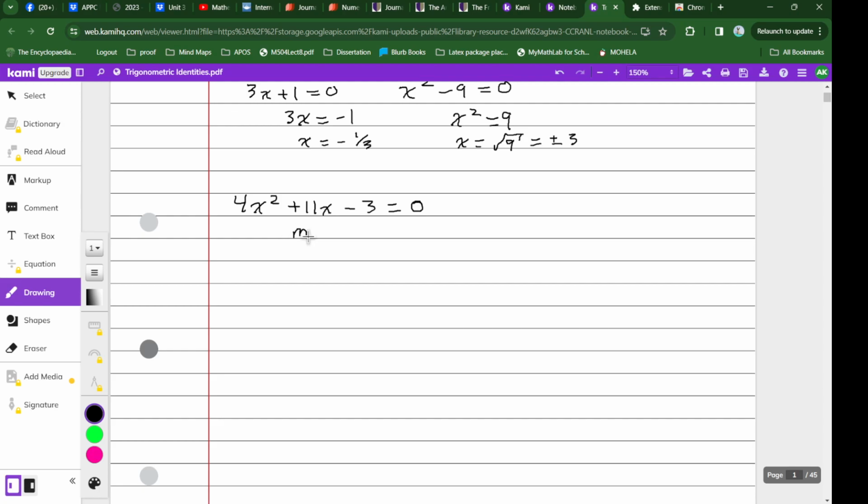Then we need to basically answer a question. We want two numbers that add to give me 11, but multiply to give me 4 times negative 3, which is negative 12. And we should be relatively quick to see here that these numbers would be positive 12 and negative 1.